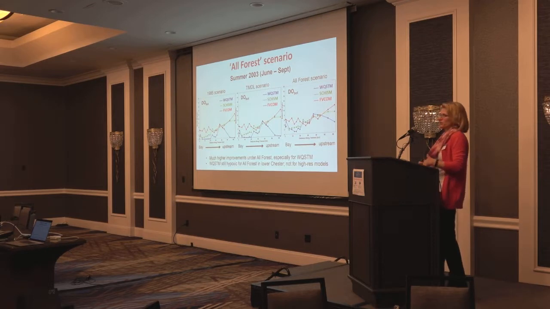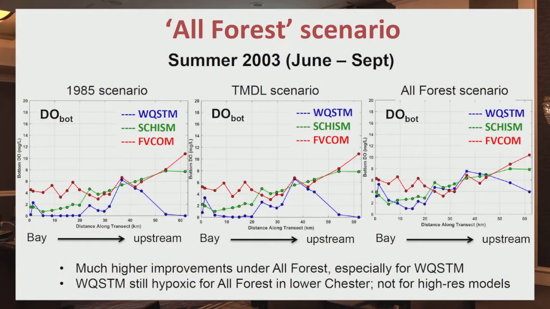So now, what if we look at the all forest scenario? First of all, here I'm showing 1985 on the left. Now we're looking at just bottom oxygen in each of the 3 cases. This is the 1985 scenario on the left, going upstream. Again, this DO increases as you go upstream in the high resolution models. Here's the TMDL scenario, which again looks pretty much exactly like the 1985 scenario. And then we've got this all forest scenario.